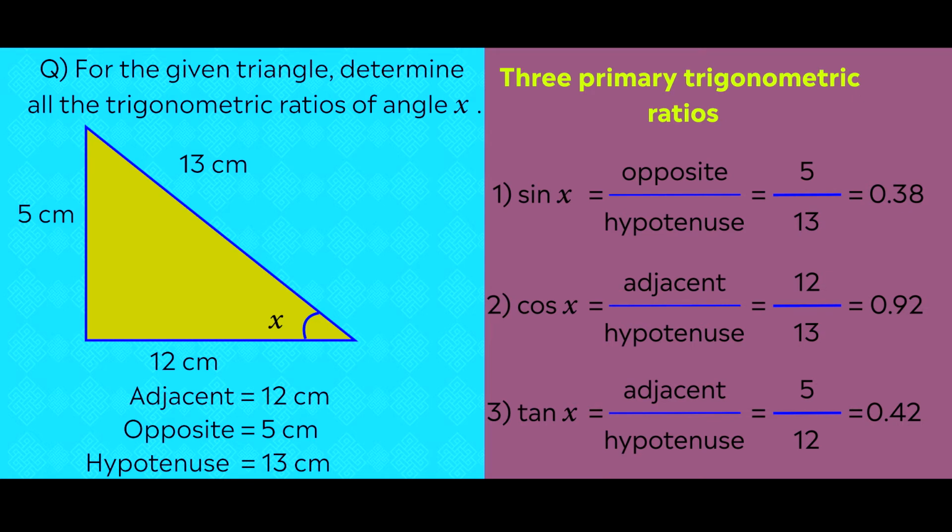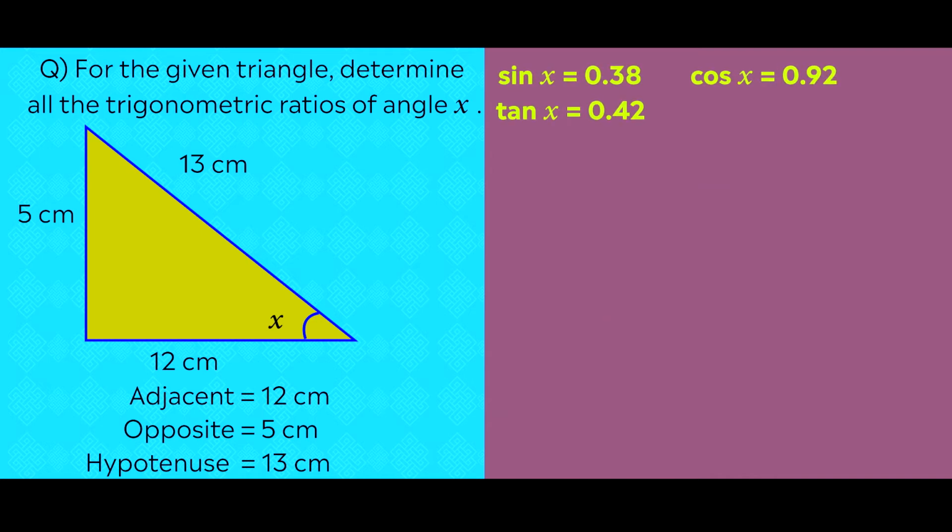Let's now move on to the fourth trigonometric ratio, that is cosec of x. As we all know, the formula to calculate cosec of x is 1 over sine of x. Since we have already calculated the value of sine of x, we substitute sine of x by 0.38. And the answer that we get for cosec x is 2.63.